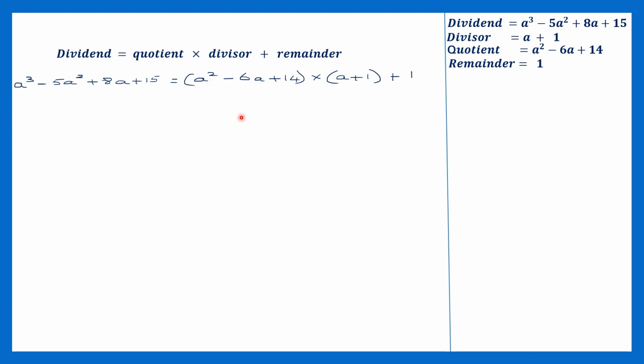So now what we're going to do is, on the right hand side, work out this multiplication first. We have a multiplication and an addition, but according to BODMAS, we have to do the multiplication first. So we are going to do this part first. So let's write that out.